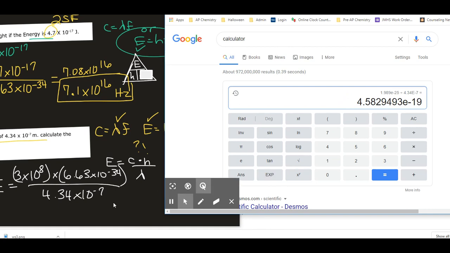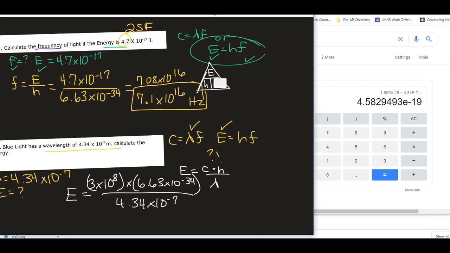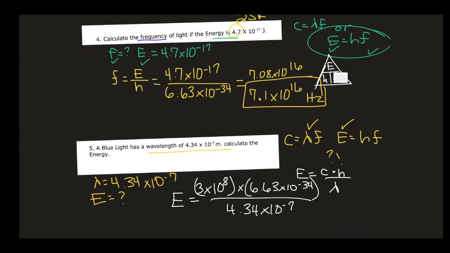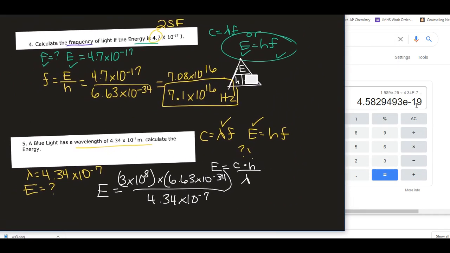So our final answer that we come up with is going to be that 4.5829 times 10 to the negative 19. And as you can see, since it has that negative exponent value, that means it's a tiny number. Okay, it's a very small number, which also makes sense. If you think about the energy in a little photon of light, it's really, really tiny.